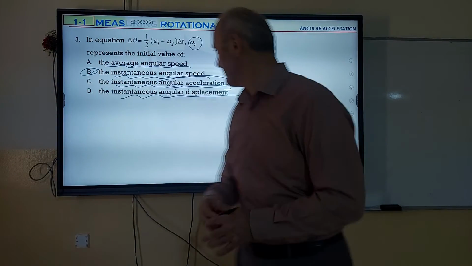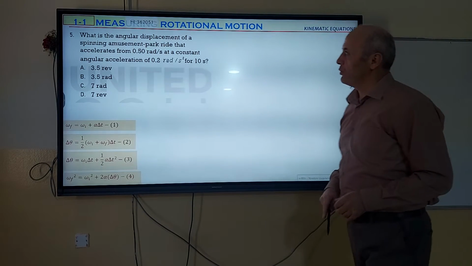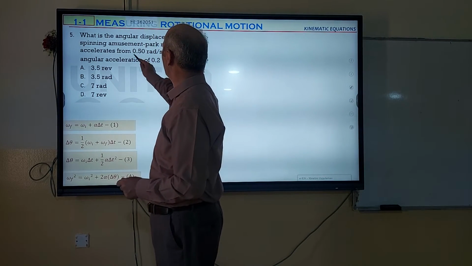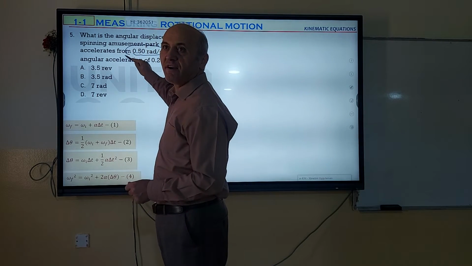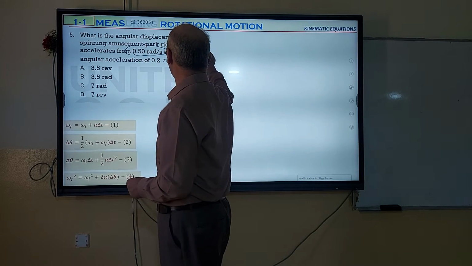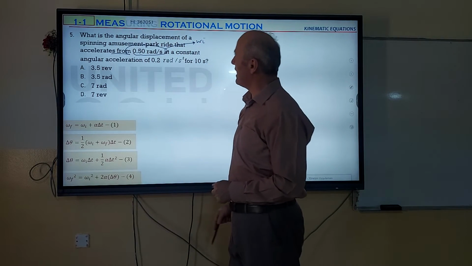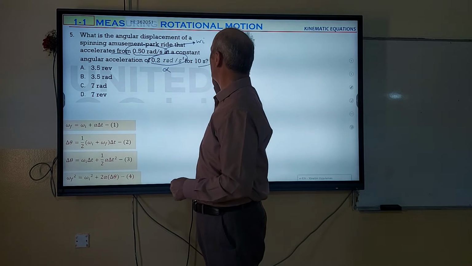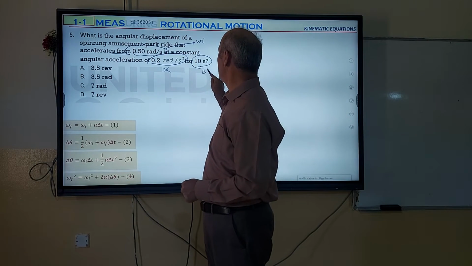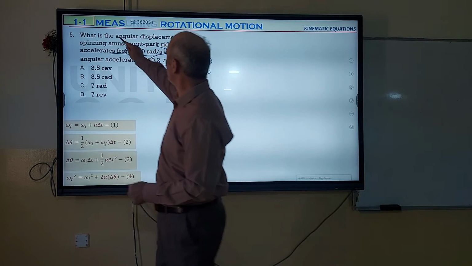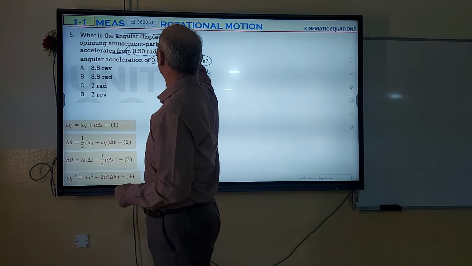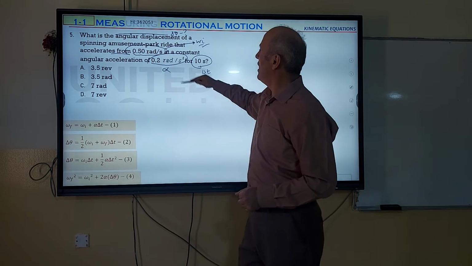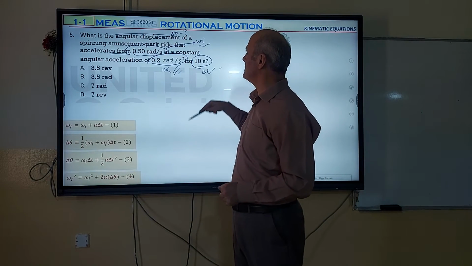Okay. What is the angular displacement of a spinning amusement park ride? It accelerates from 0.5 radians per second, which is omega initial, with a constant angular acceleration of 0.2 radians per second squared, which is alpha, for 10 seconds, which is delta t. What is the angular displacement, delta theta? So I'm going to calculate delta theta. Initial is given, alpha is given, delta t is given.